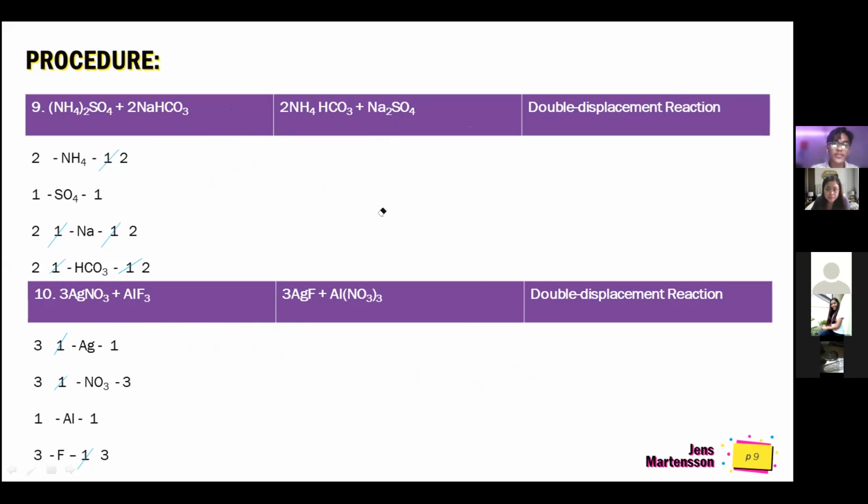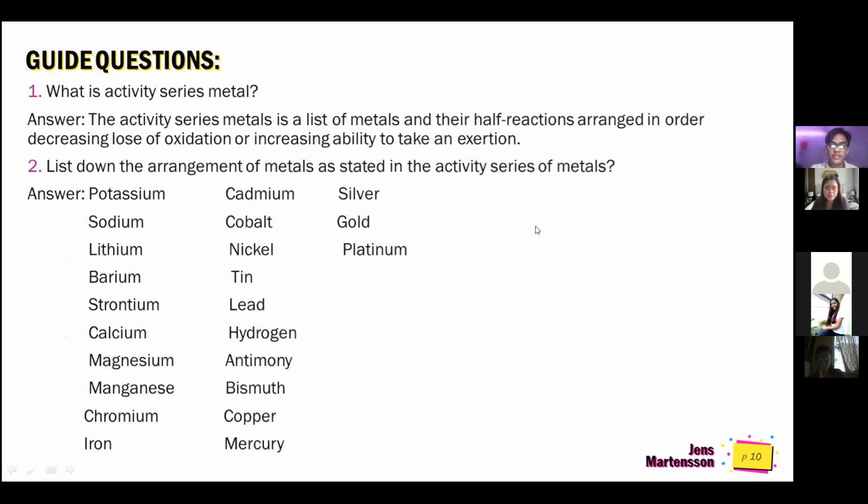So that's the 10 reactants na gipredict namin ang products and gibalance ang chemical reactions. So, proceed tayo sa guide questions to be reported by Ms. Perez. Good morning, Mom.